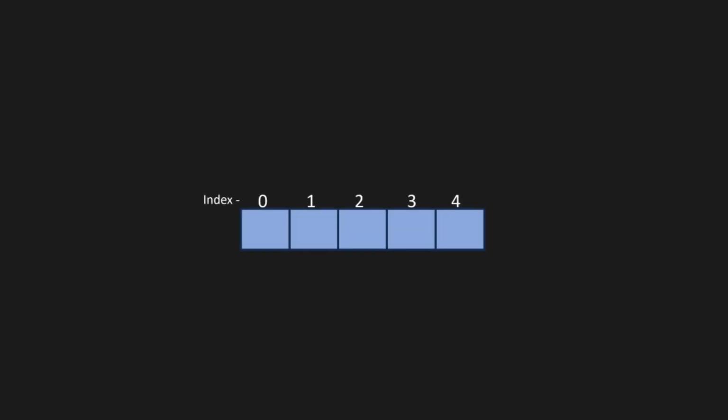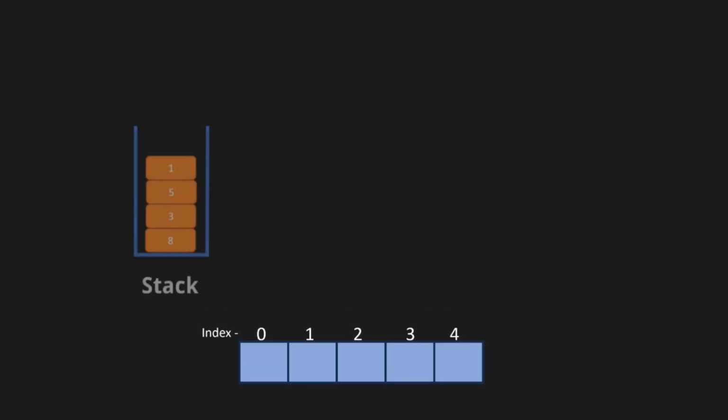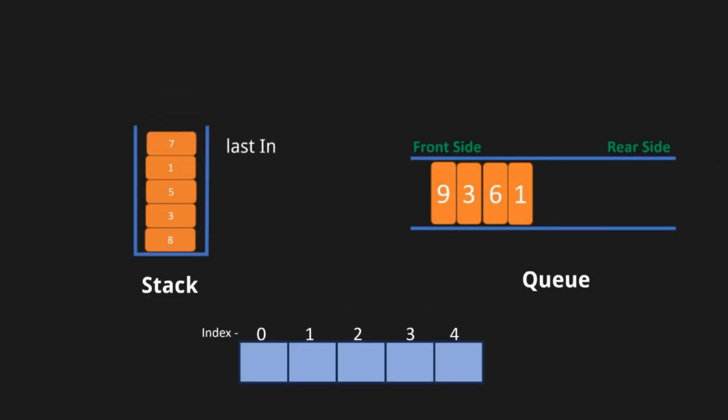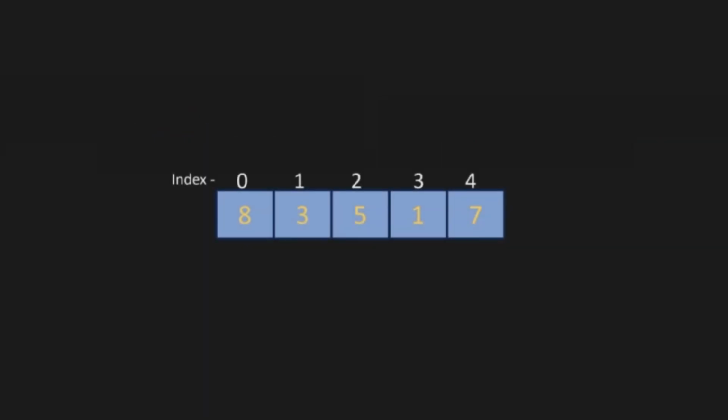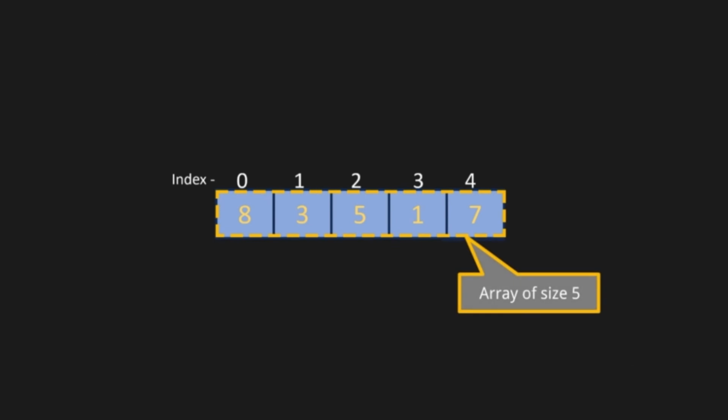Arrays are fantastic for implementing abstract data types like stacks and queues, giving you quick, constant time access to elements. But arrays have one major drawback: they're fixed in size. When the data grows, you hit a wall. The array can't stretch beyond its original capacity.